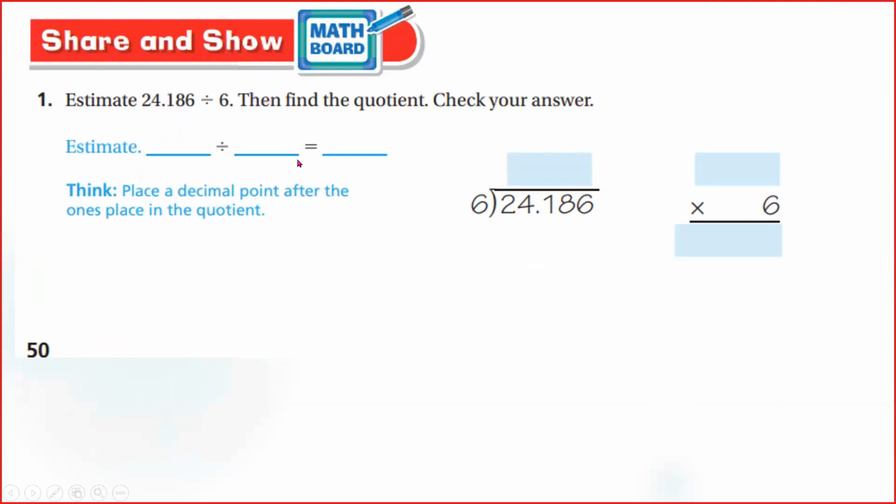Let's start now with number 1. Now, all of you, please open your book to page 50. Let's start with number 1. Estimate 24.186 divided by 6. Then find the quotient and check your answer. Who wants to start?